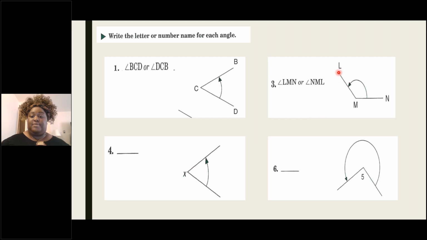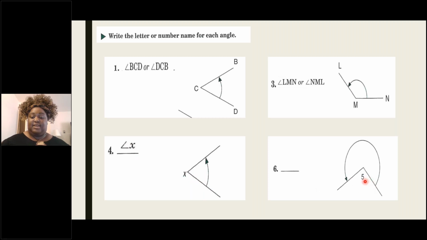It'll be angle LMN or angle NML. Just remembering that M is my vertex, this is my point, so that's why it's my second letter. How about this one here? It'll be angle X. It's that single letter, but it's at the vertex. That lets us know that that's how it's labeled.